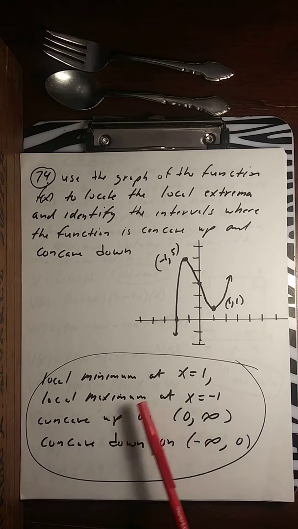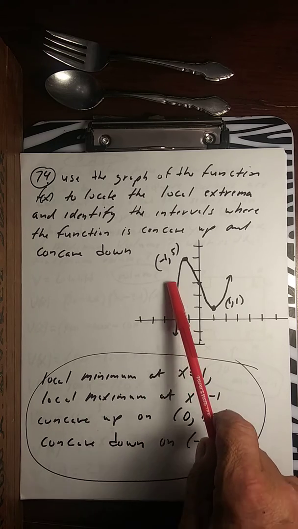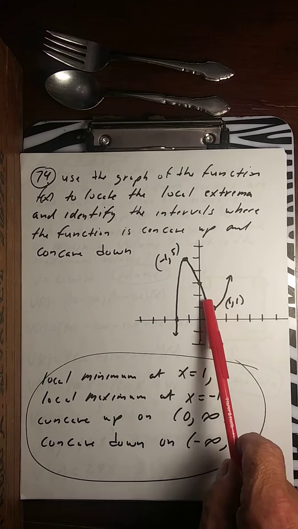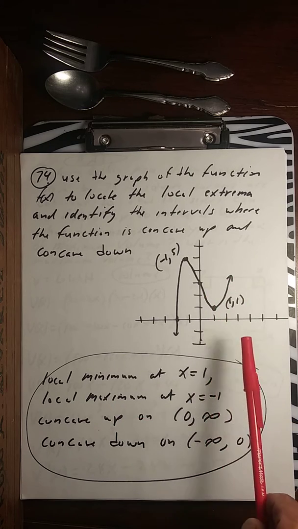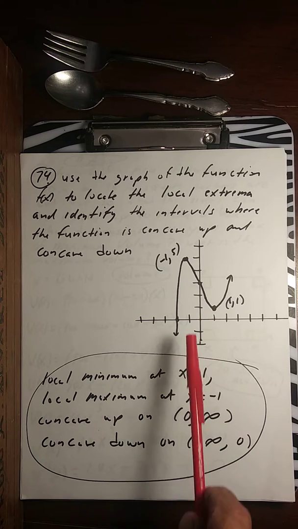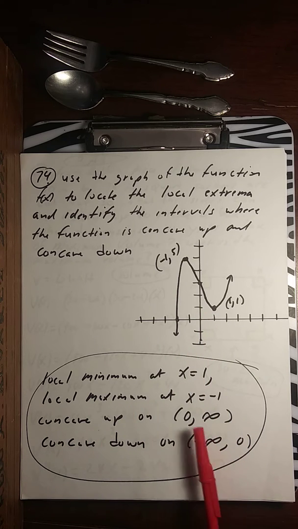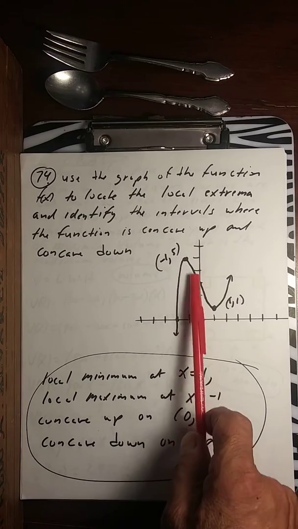Now, concave up and down. Right here is going concave down. Right there, concave up. So concave up right here, 0 to infinity, and concave down from negative infinity to 0.